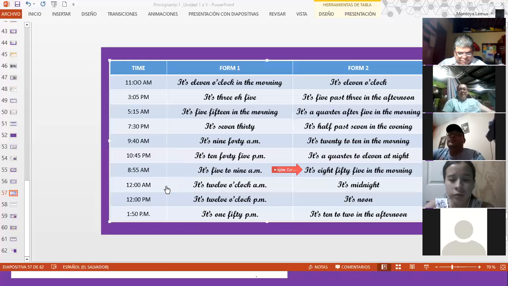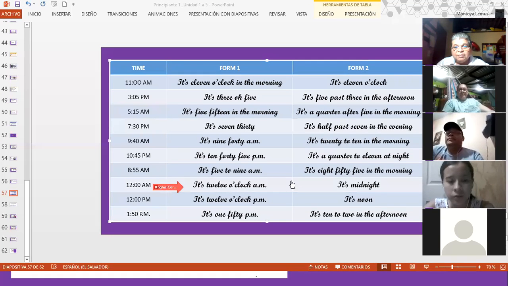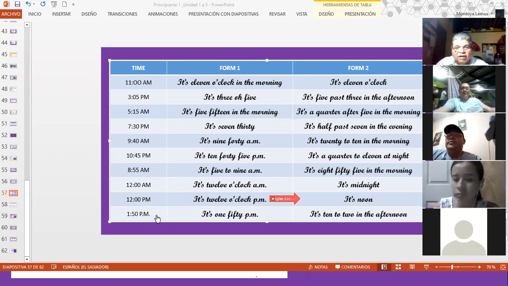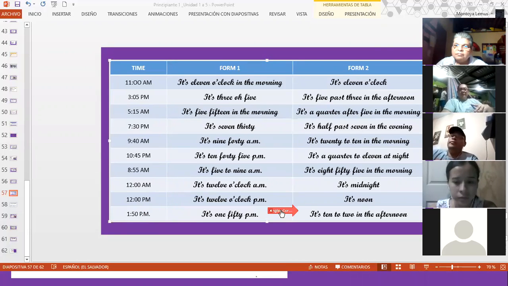It's 12 o'clock a.m. It's midnight. It's 12 o'clock p.m. It's noon. It's 1:50 p.m. It's 10 to 2 in the afternoon. Okay, very good.